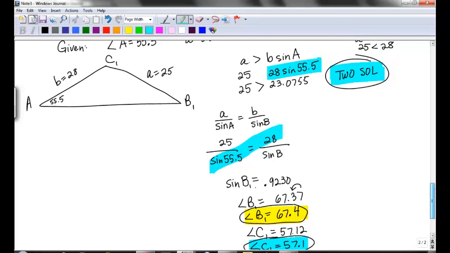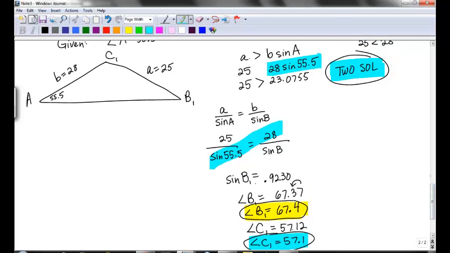Okay, in this big triangle, what else am I missing? C. Okay, now I don't want to use B sub 1 because that's the angle I solved for. So I still want to use the A. I want to use the A over the sine of A equals C over the sine of C. Now, I am forced to use the C sub 1. Okay?